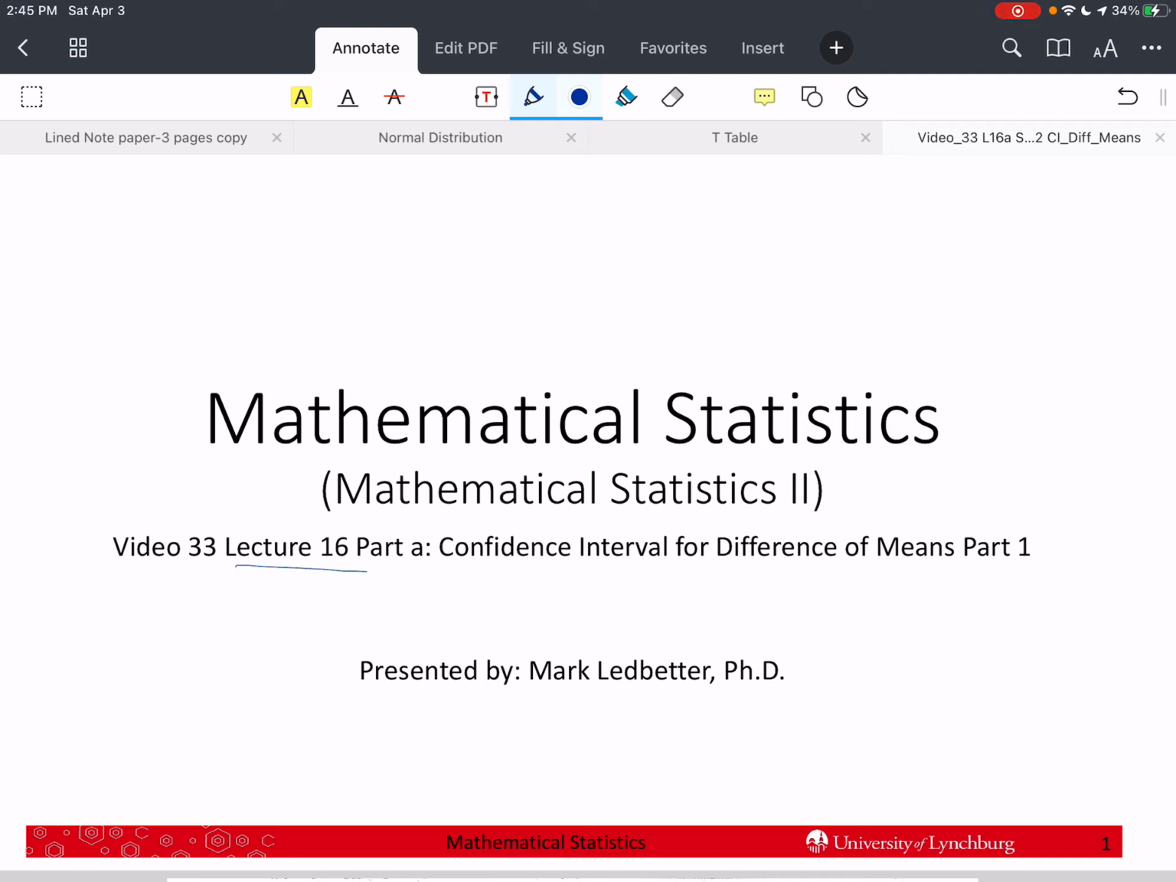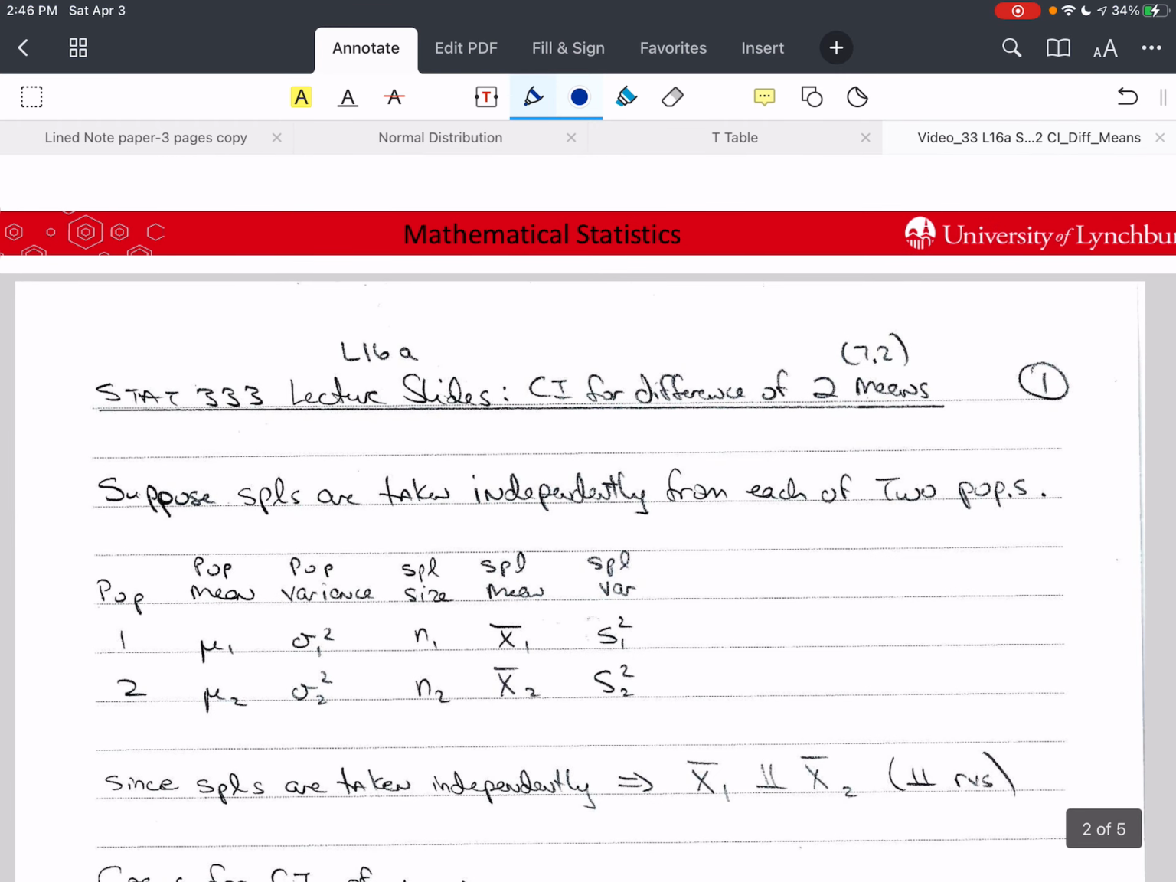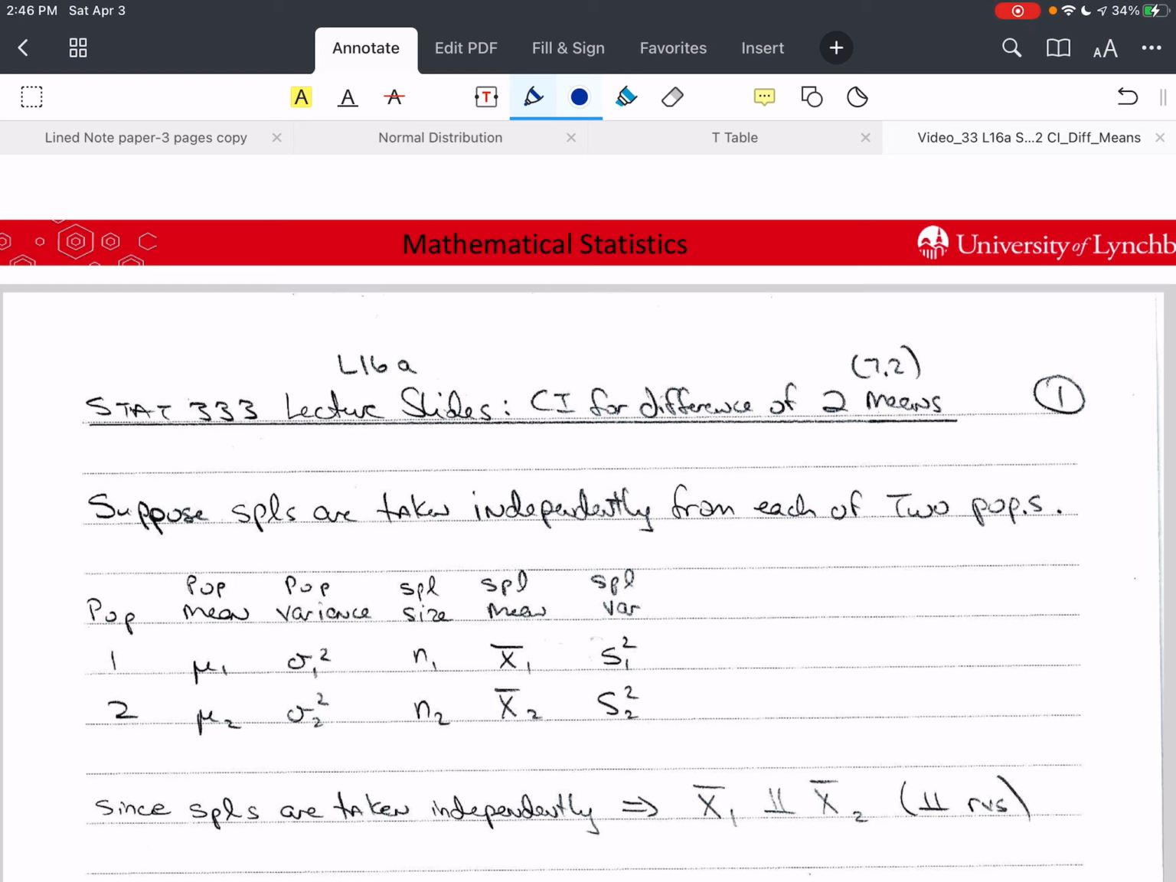We're in lecture 16, and this is the first part of that lecture for confidence intervals for the difference of means, and this is, of course, part 1. We're talking about a confidence interval for mu1 minus mu2. That's what we're looking for. Obviously, it's easy enough to relabel population 1 or population 2, or you can just switch the order and find mu2 minus mu1. Okay, and that will be easy enough to do once we go through the derivations here.